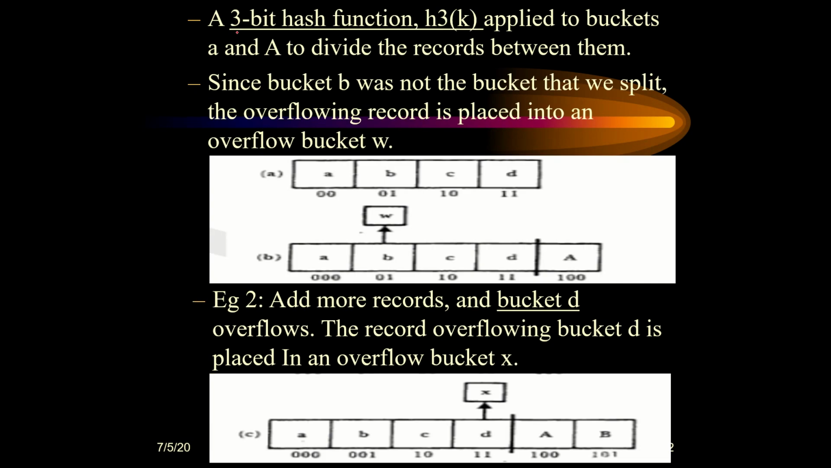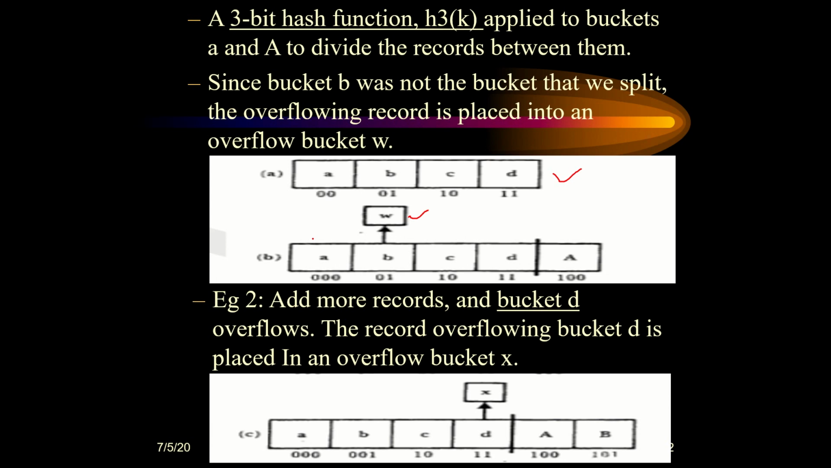Here we are using a 3-bit hash function h3 of k for dividing the records. In this example we have 4 buckets A, B, C, D in the respective addresses 00, 01, 10 and 11. Here we have an overflow condition for B, where the overflowed records are saved inside a bucket named W. Now when this happens, in linear hashing I'm going to extend my buckets linearly.